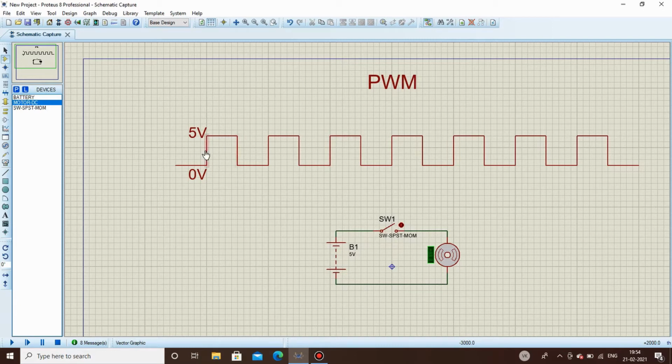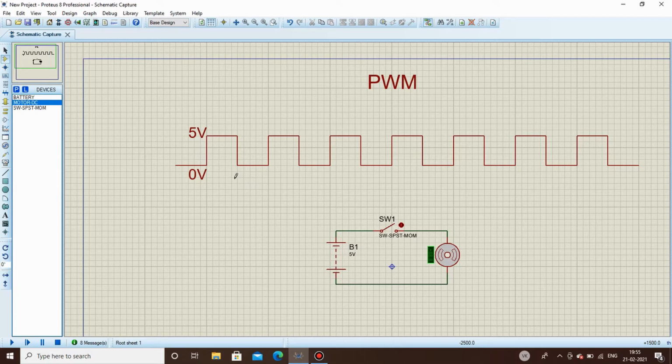So, the first is the amplitude of the signal. This is the amplitude of the signal. Then, the other is the time period of our wave. The total time taken for the signal to go from here to here is called the time period of the wave. The most important term is the duty cycle. Duty cycle is basically the time for which the pulse is on, the signal is high, divided by the total time period of the signal.